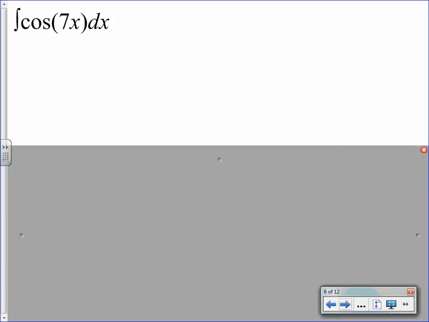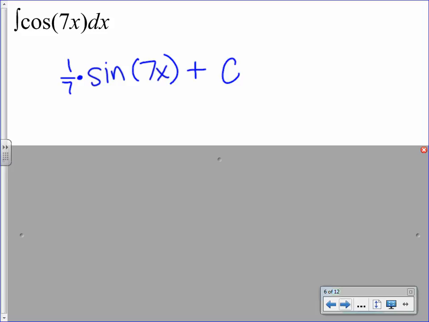I want the antiderivative of the cosine of 7x. First of all, what's the antiderivative of cosine? Sine. So we're going to have the sine. The angle's going to stay the same. Now we're going to have to multiply by 1/7 to make up for the chain rule if we would have to go backwards, plus c. Is everyone okay with that 1/7 difference? Yes.